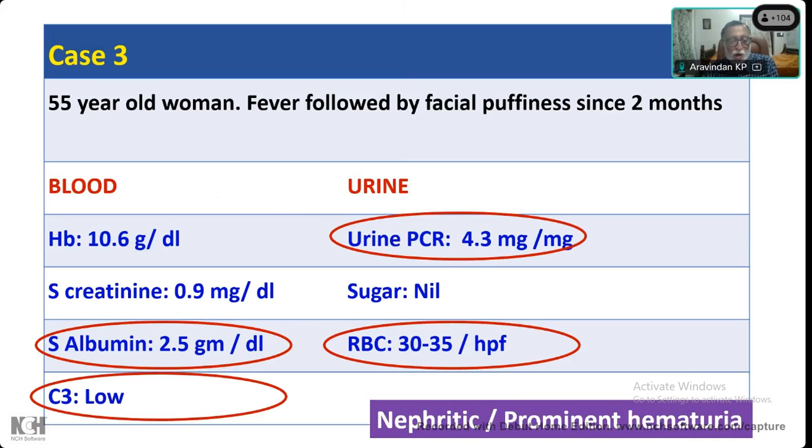These are all abnormal. Last case we saw that C3 was normal, as in IgA nephropathy. Here we see that C3 is low. So yes, this is a nephritic picture with prominent hematuria and low C3, indicating more inflammation than the earlier case.